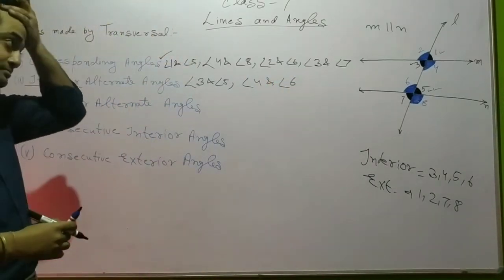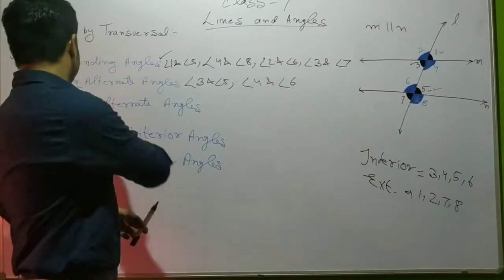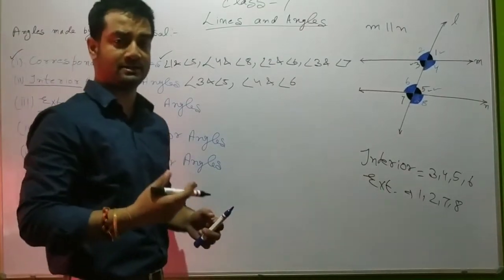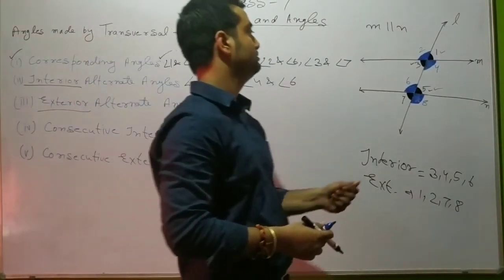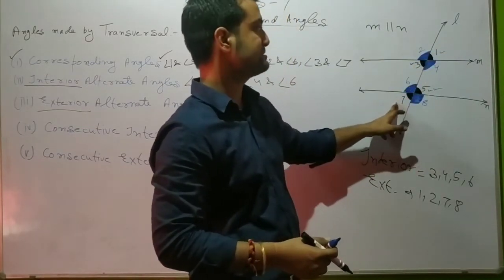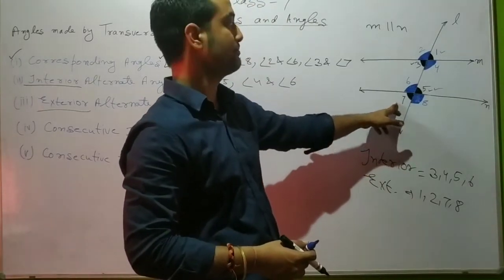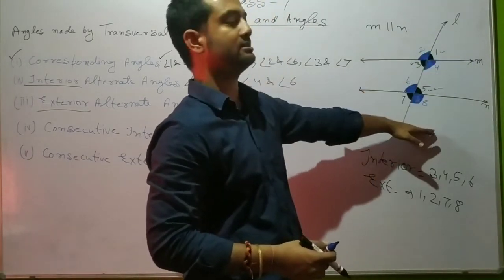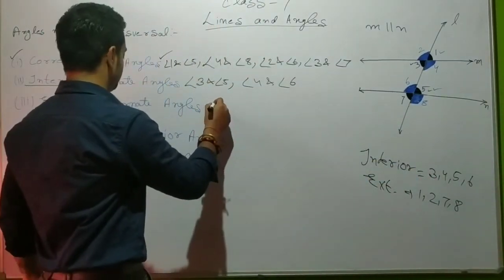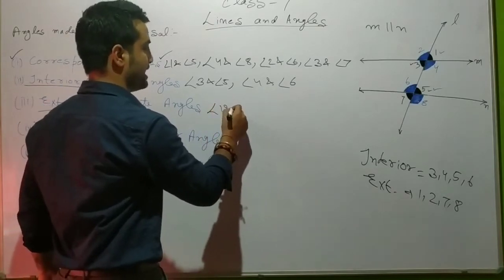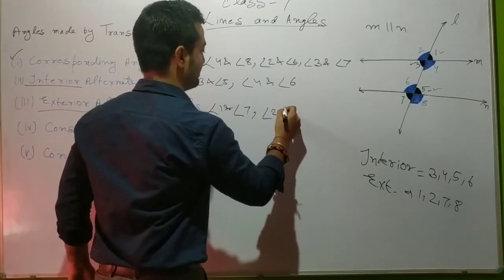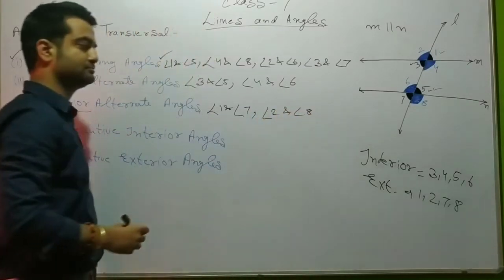In the same way, exterior alternate angles means angles which have alternate positions but are in the exterior of the line segments. So 1 and 7 have the alternate position and are also on the exterior sides of the line segments. So exterior alternate angles here are angle 1 and angle 7, angle 2 and angle 8.